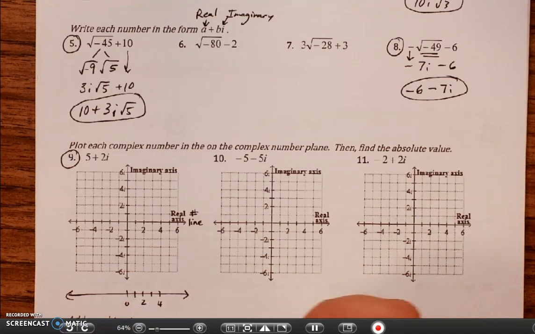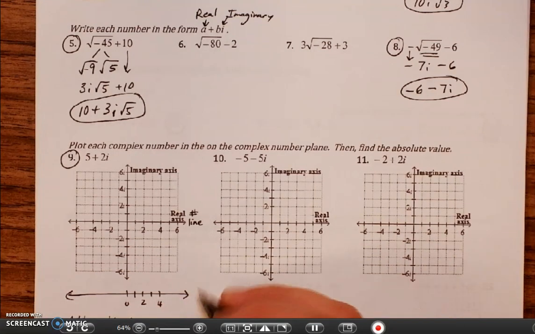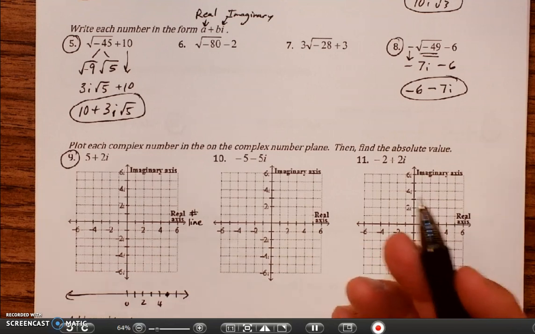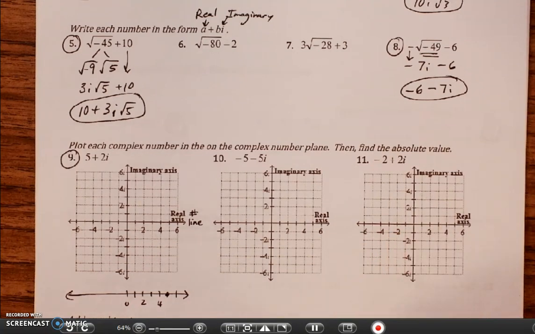If I ever asked you to graph the number 5, you'd come over and put a dot there, right? That would be something you'd do in elementary school or middle school. We did stuff with the number line at the beginning of the year, like x is greater than or equal to 5. So we would have closed circle, arrow right. Well, this is just an individual point.